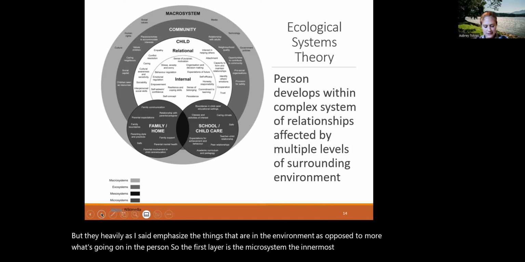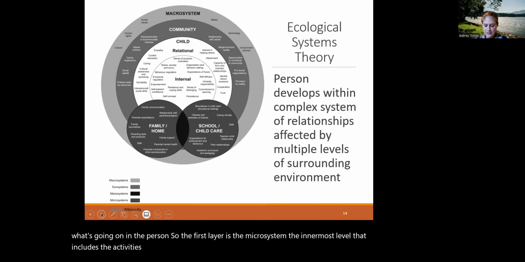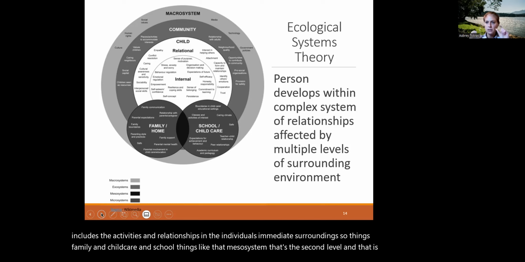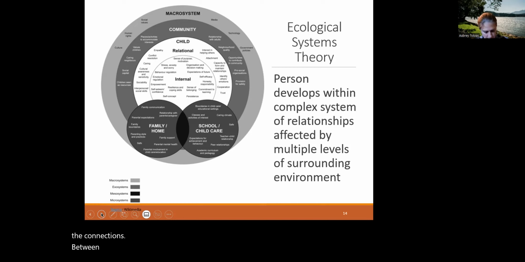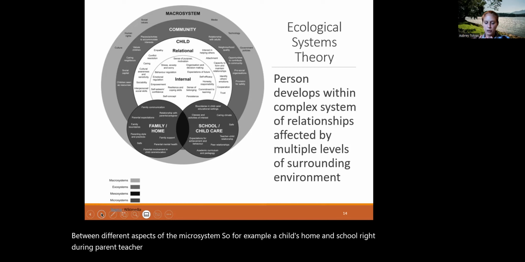That includes the activities and relationships in the individual's immediate surroundings. So things like family and childcare and school. The mesosystem is the second level, and that is the connections between different aspects of the microsystem. So for example, a child's home and school, right? During parent-teacher conferences, that would be the connection there. That would be the mesosystem having an influence on our development.